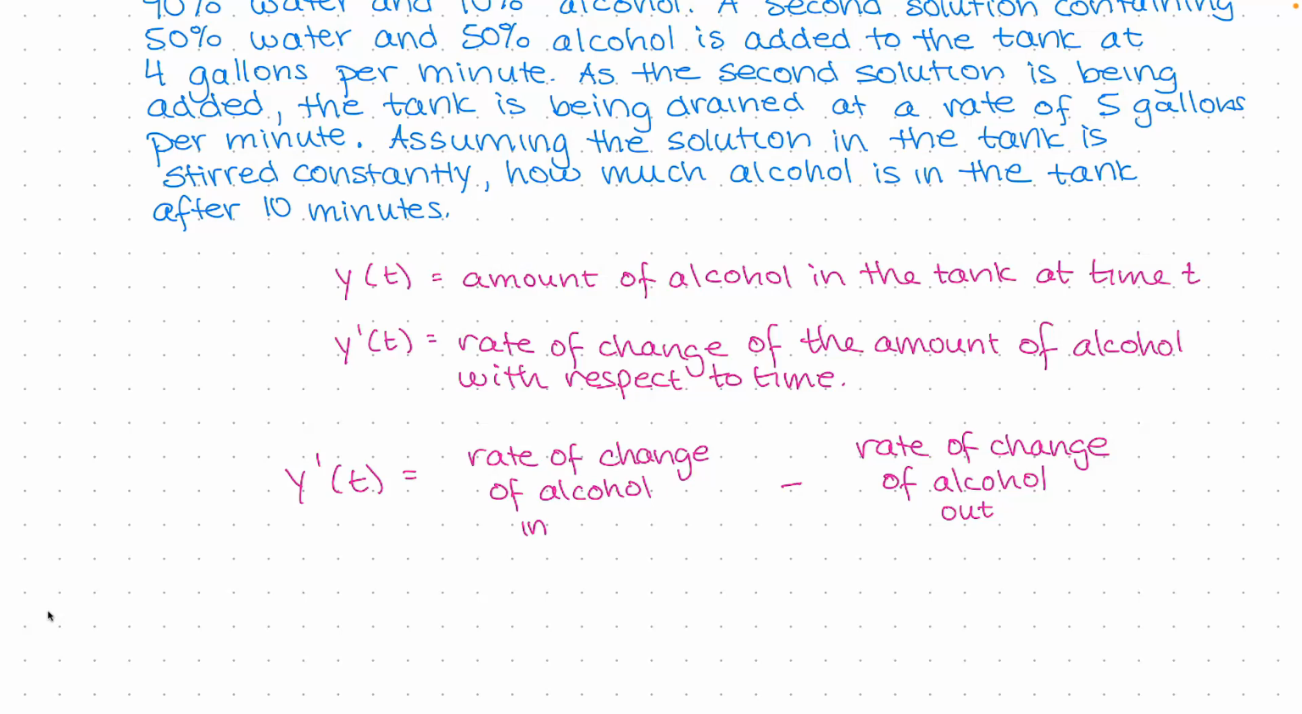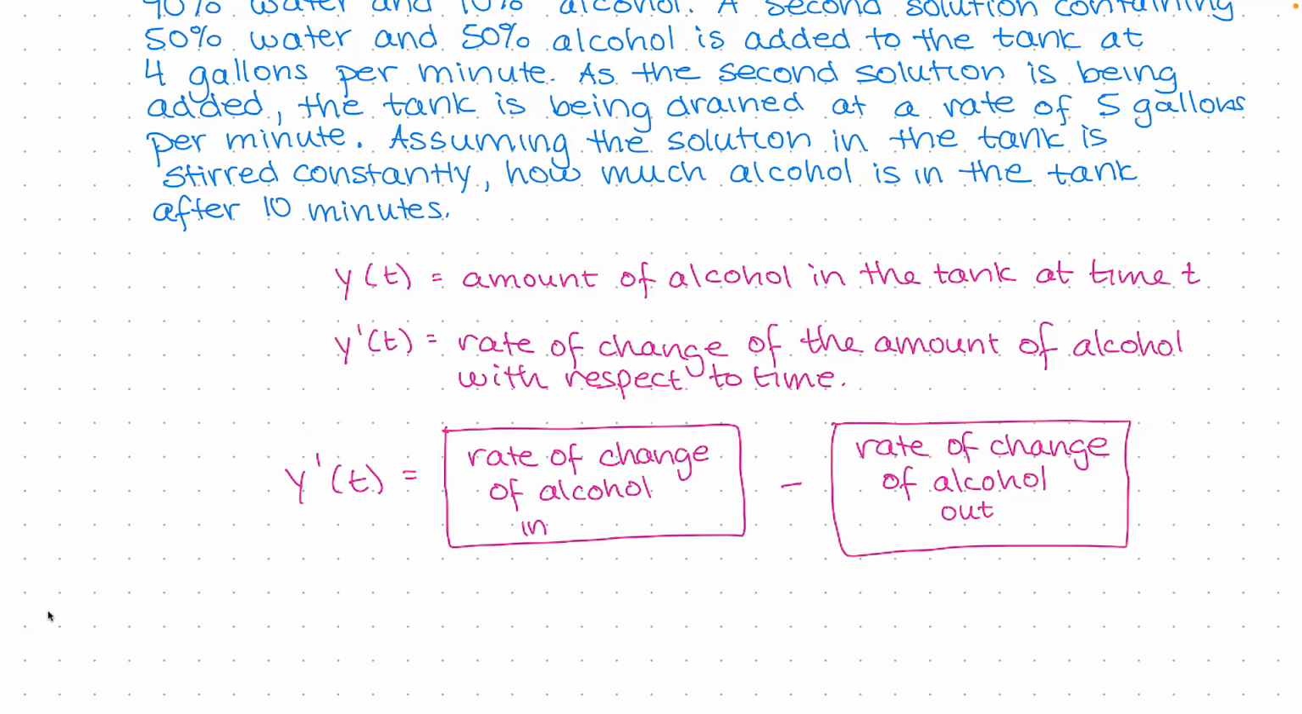So does that make sense? Because now we just have to figure out how to change each one of those into math speak. This is where we can use dimensional analysis to help us out too if we need. Ooh, dimensional analysis. All right. So, y prime of t. Rate of change of alcohol in. The amount of alcohol in. Anybody have an idea?